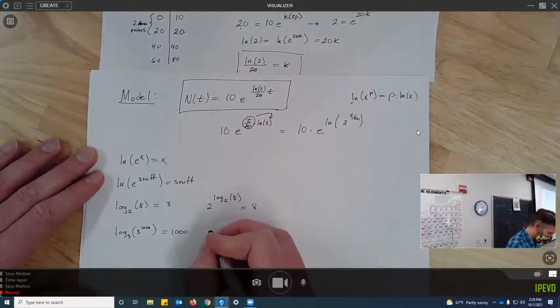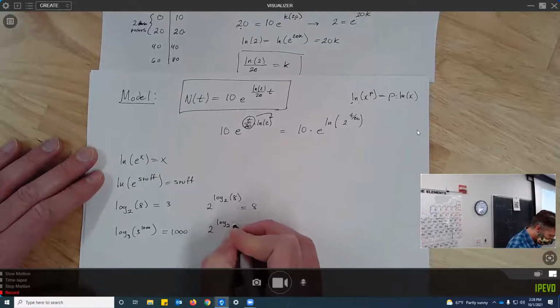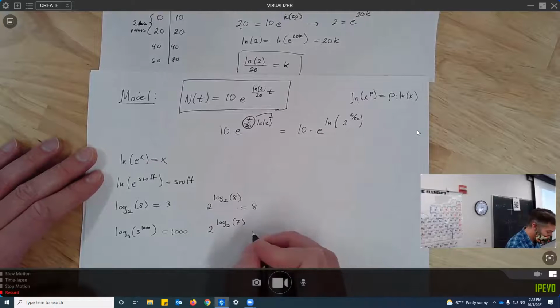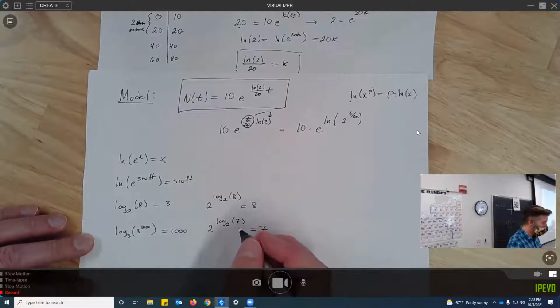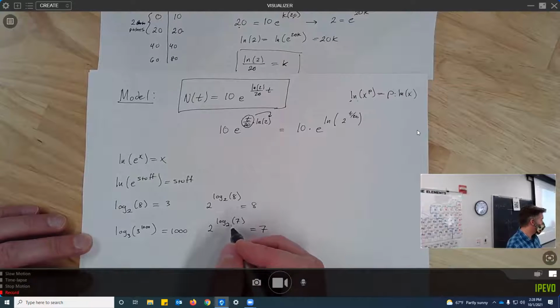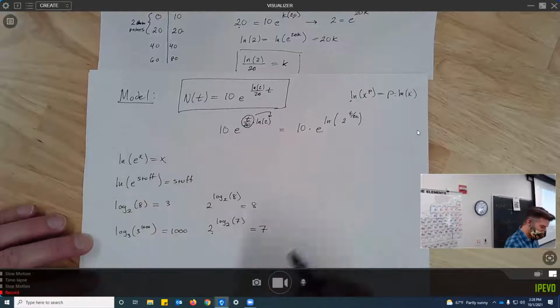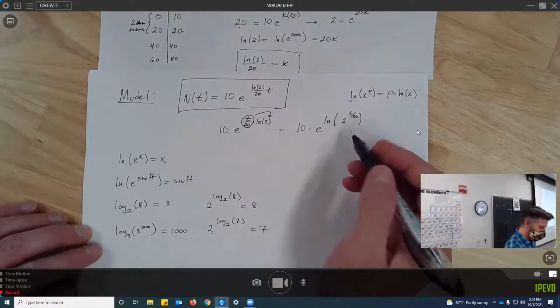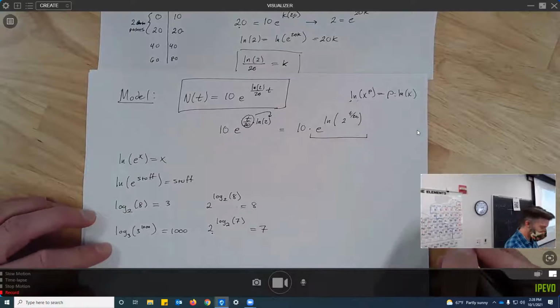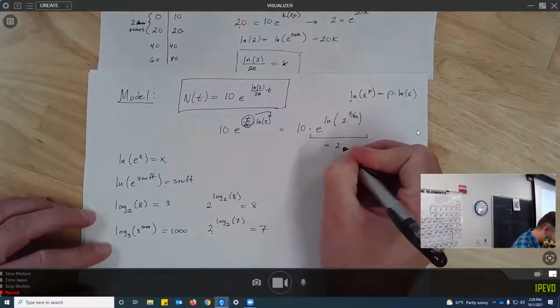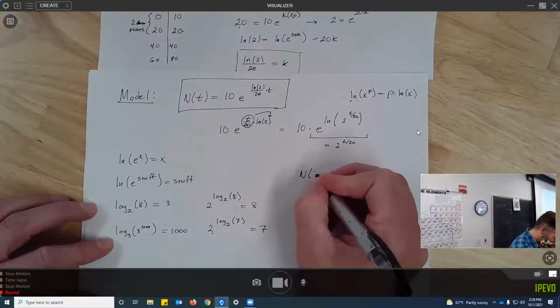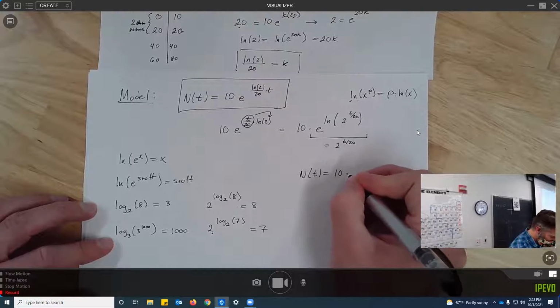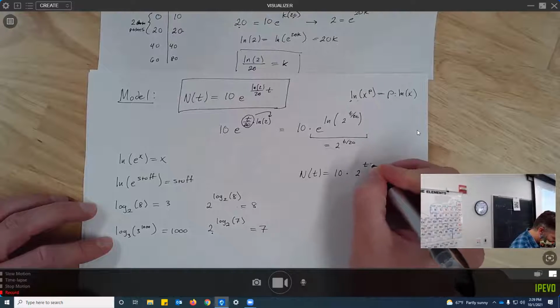But then it also works if it's a less nice number. Like 2 to the log base 2 of 7 is 7. I don't know what that number is, it's something less than 3, but I know that it's the number that if you raise 2 to that power, you get 7. And we're raising 2 to that power, so we get 7. This is all a lot of words to say that e to the natural log of some stuff is just the stuff. So we can rewrite this as n of t equal to 10 times 2 to the t over 20.